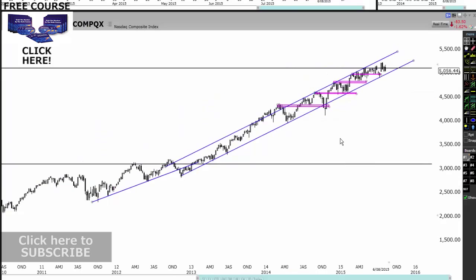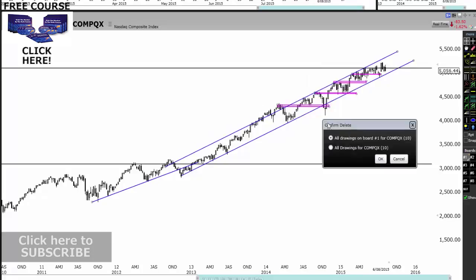Let's look at the weekly chart here, guys. Weekly chart for me. We've been in this overall big trend for quite some time. I'm going to delete everything off the screen here. I'm going to start from scratch.